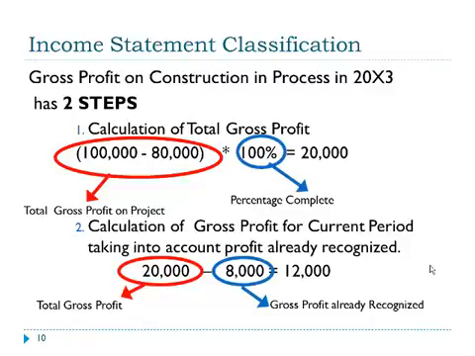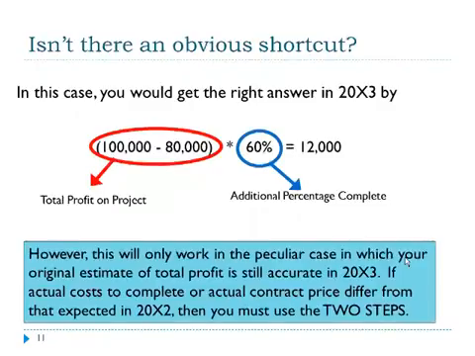The gross profit that can be recognized in 2003 has to take into account that some of that gross profit was already recognized. We can't recognize all $20,000 in 2003 because that would double count some of the gross margin. We recognized $8,000 in the previous year, so we need to subtract out the gross profit already recognized from the total gross profit, and $12,000 in gross profit is recognized in 2003.